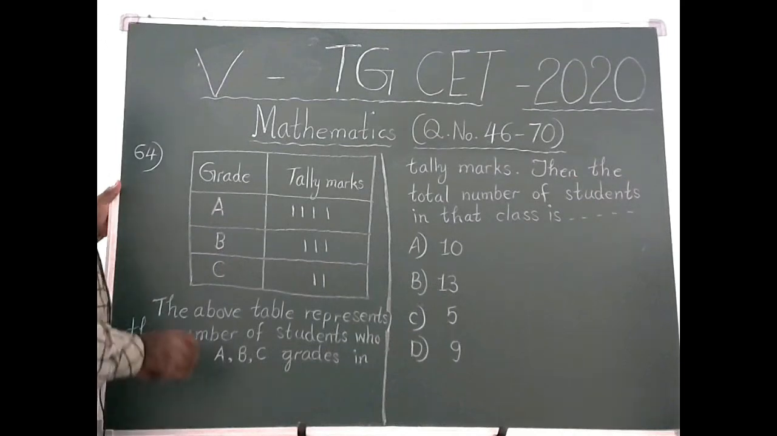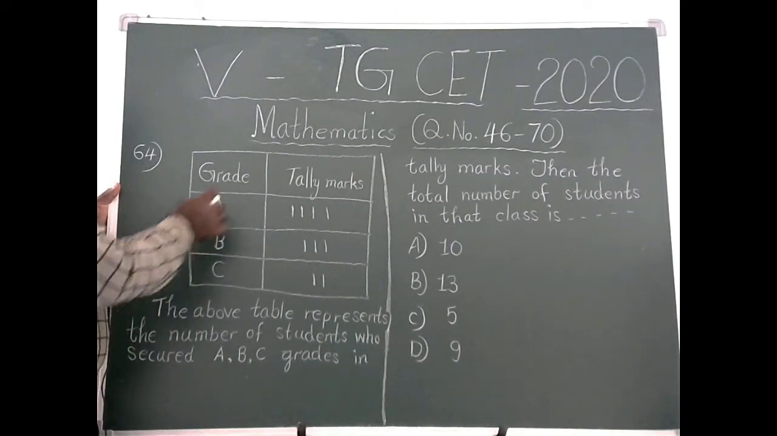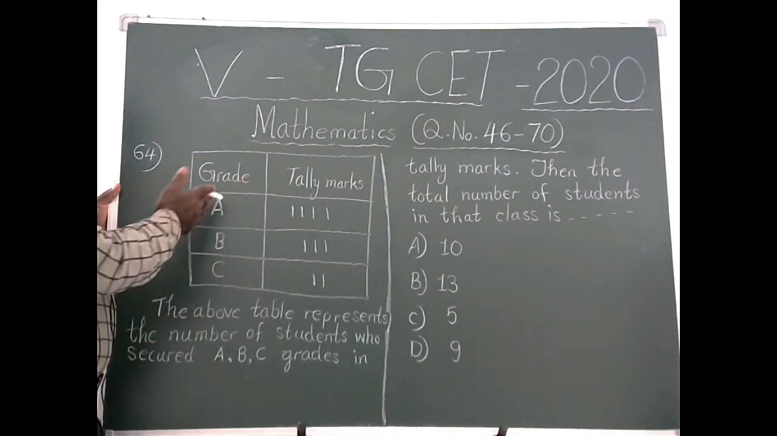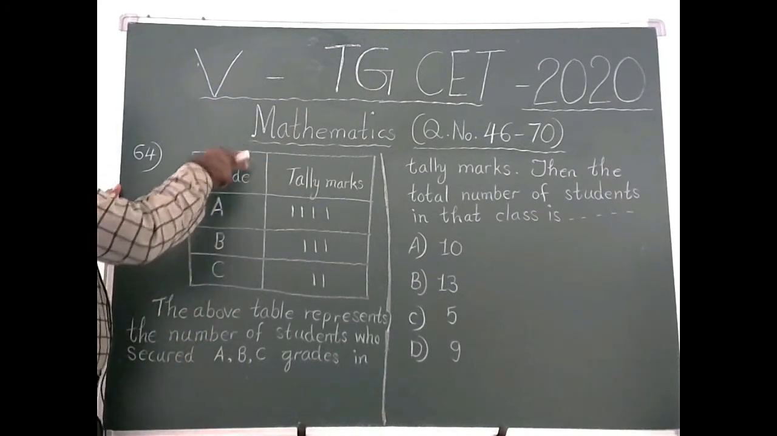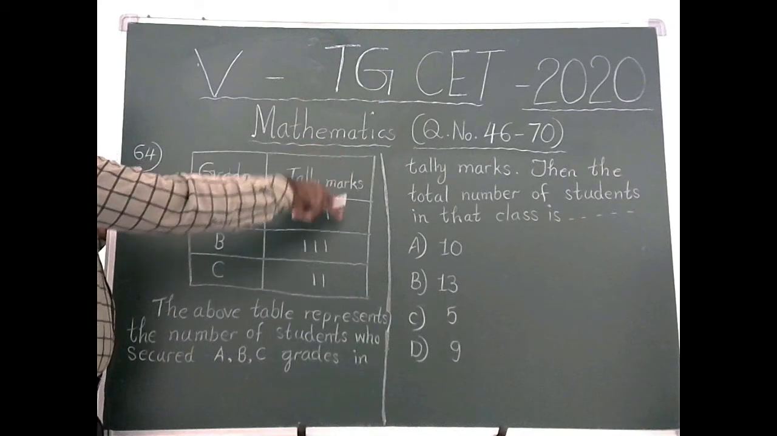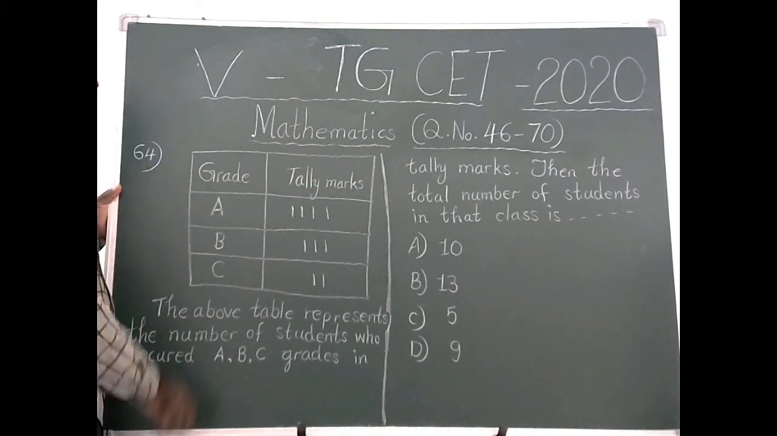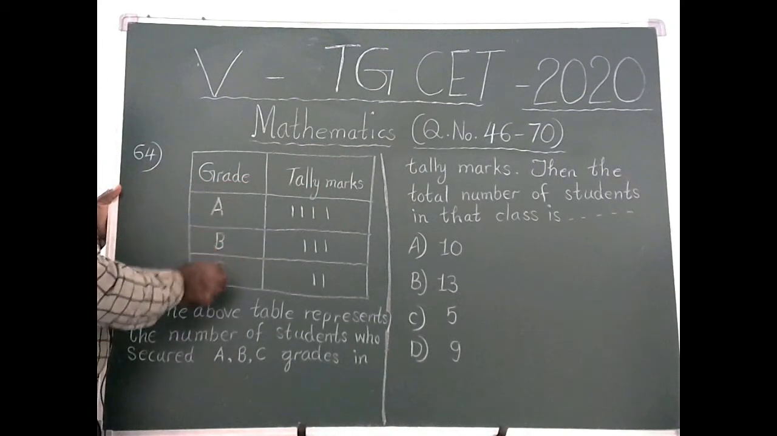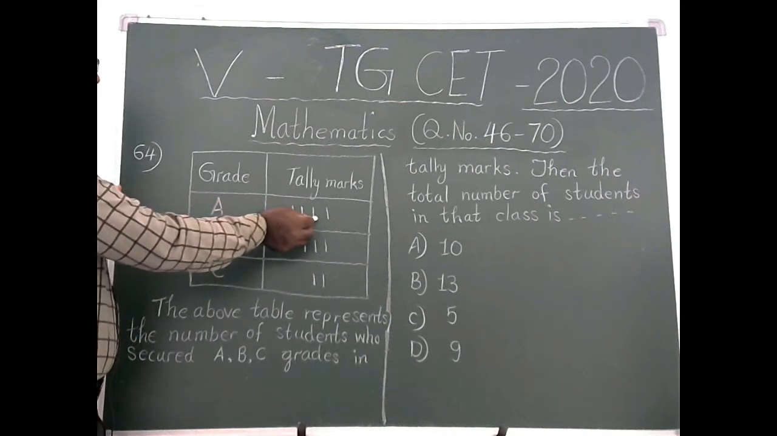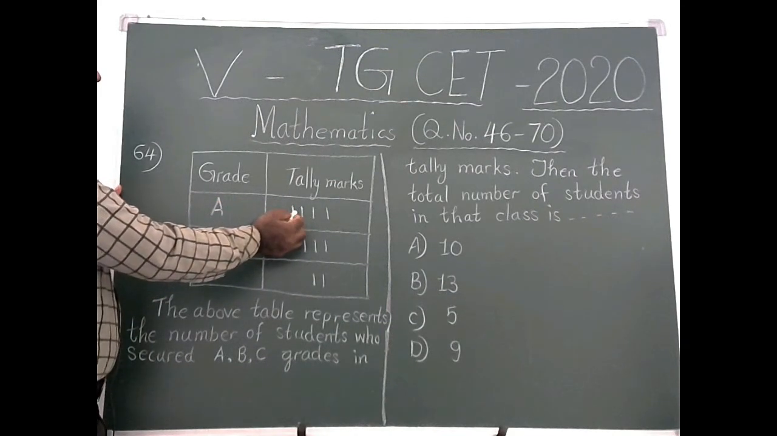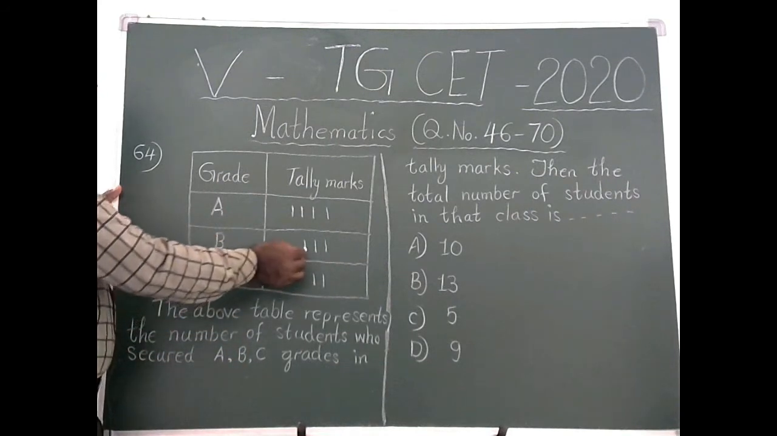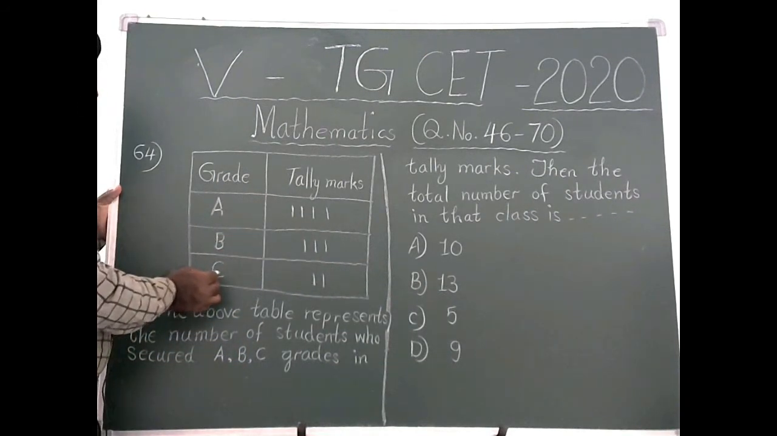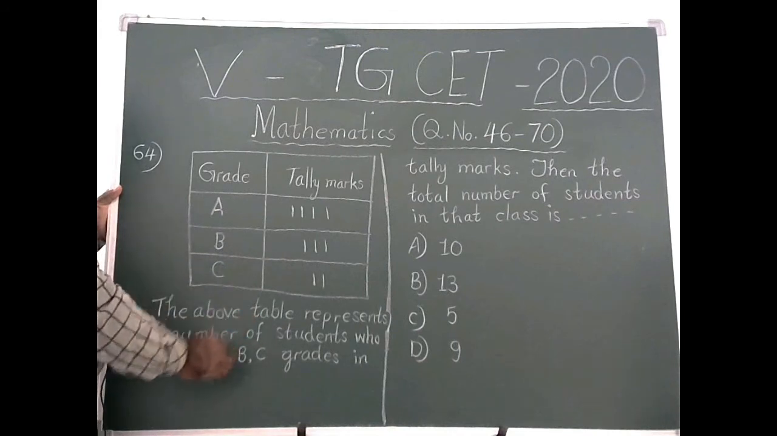Okay, next problem. Here is a table with grade and tally marks. The first column is grade, the second column is tally marks, with grades A, B, C. For grade A, 4 lines are given. In grade B, 3 lines are given. In grade C, 2 lines are given.